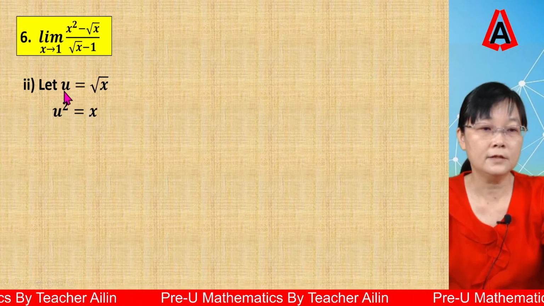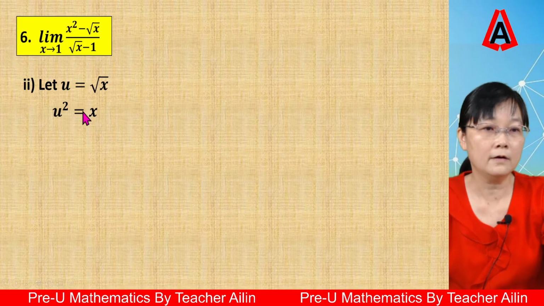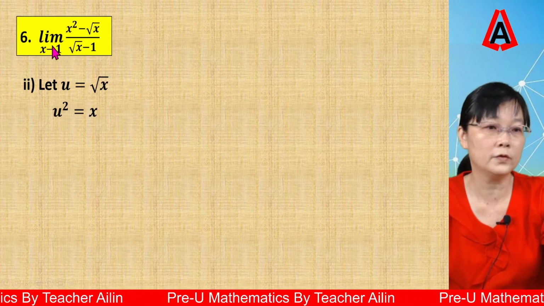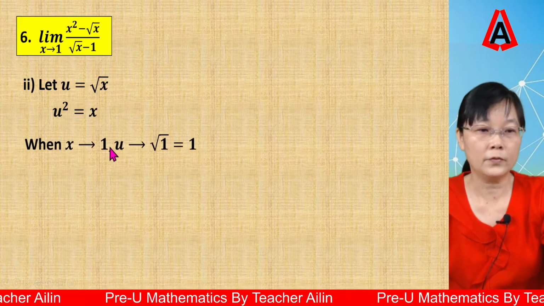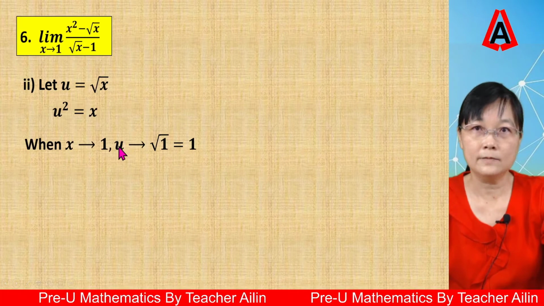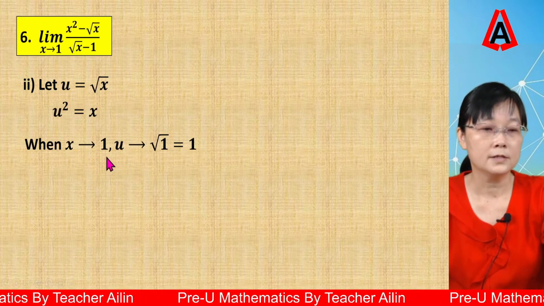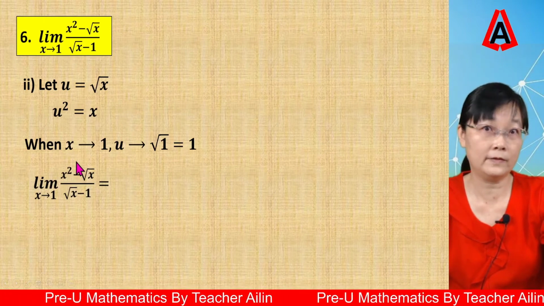When we substitute u with square root of x, then all the variables of x in the question must be replaced with u. Include the index here. So when x approaches 1, at the same time u approaches 1 also. So after that, now I can replace all the x with u.